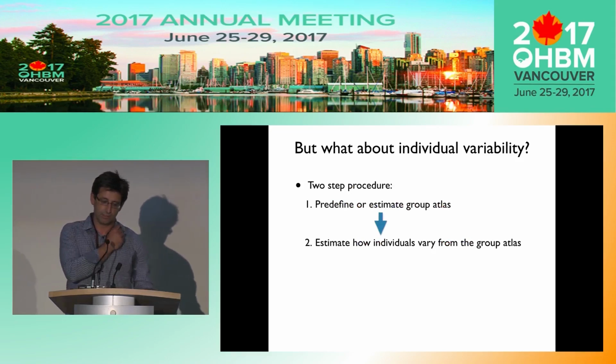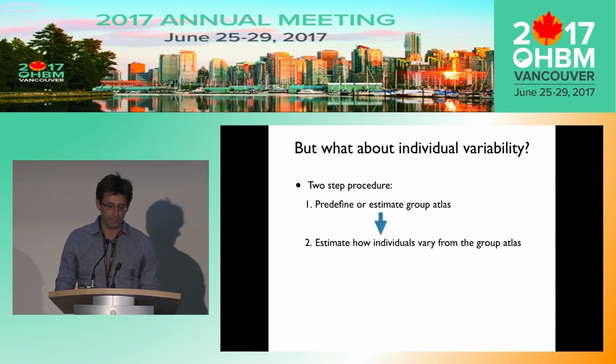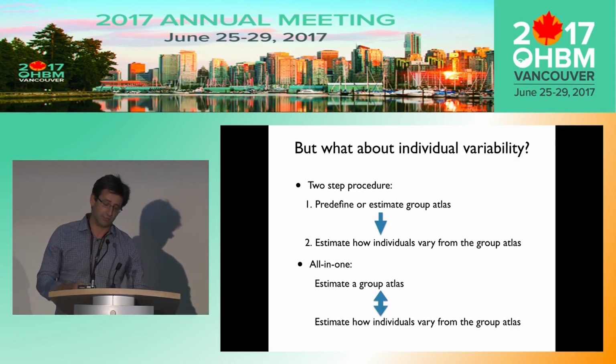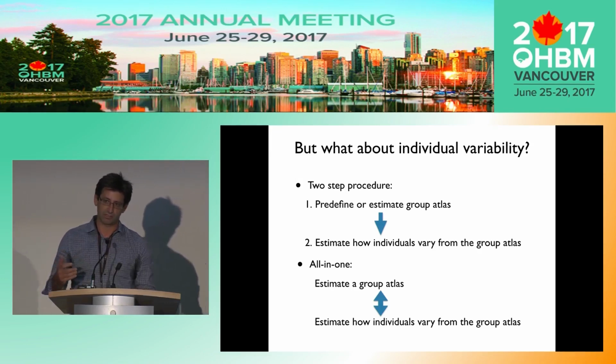Well, a typical approach is to take a two-step procedure whereby you first of all define your group atlas. And then on the second stage, you would take that as a fixed atlas and look to estimate how individuals vary around that group atlas, using something like dual regression, for example. An alternative, which is an approach that we prefer, is one where you essentially do this all in one, where you combine the estimation of the group atlas with your estimation of how individuals vary from that group atlas. And that's got the benefits of allowing you to regularize in both directions. So the estimate of the group atlas will benefit from the estimates of the uncertainty and variance at the individual subject level.